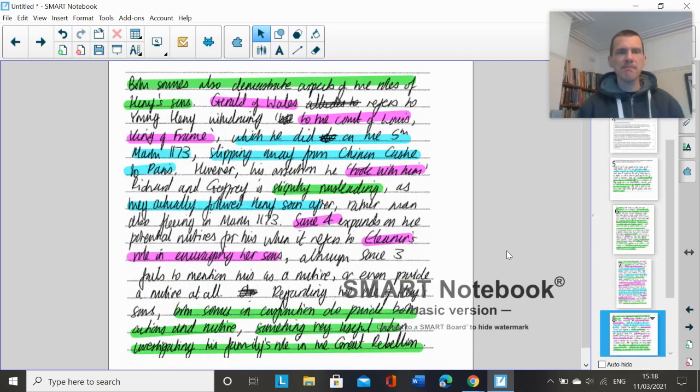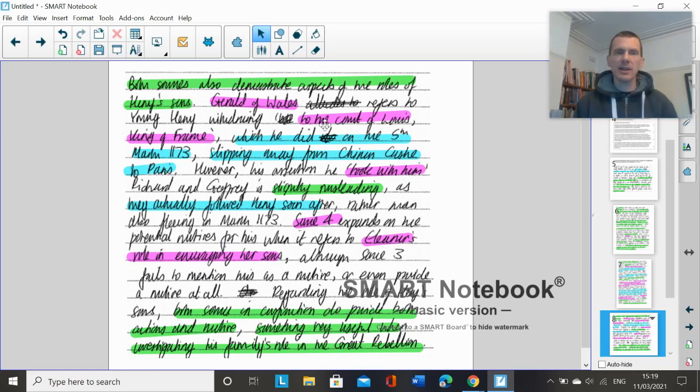And then here again, both sources also demonstrate aspects of the roles of Henry's sons. Just teeing up first source, Gerald of Wales talks about young Henry withdrawing to the court of Louis, King of France. Again, the own knowledge saying, yes, he did this on the 5th of March, 1173, slipping away from Chinon Castle to Paris. However, and this is lovely, however, the assertion he took with him Richard and Geoffrey, two more of Henry II's sons, is slightly misleading, as they actually followed Henry soon after, rather than also fleeing on March 1173.